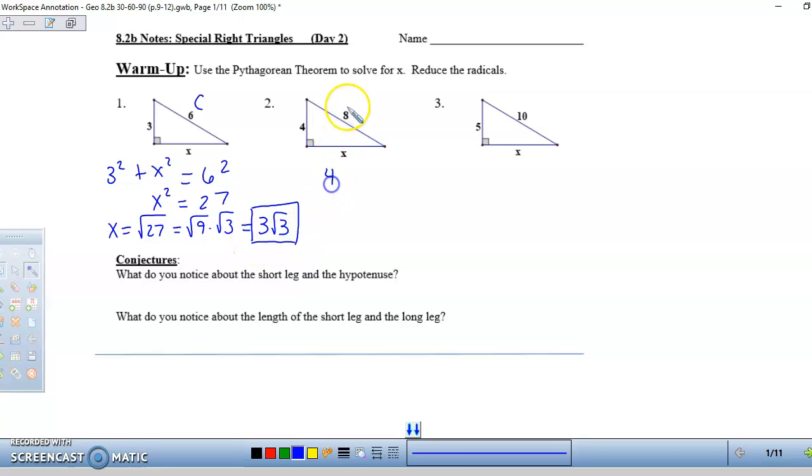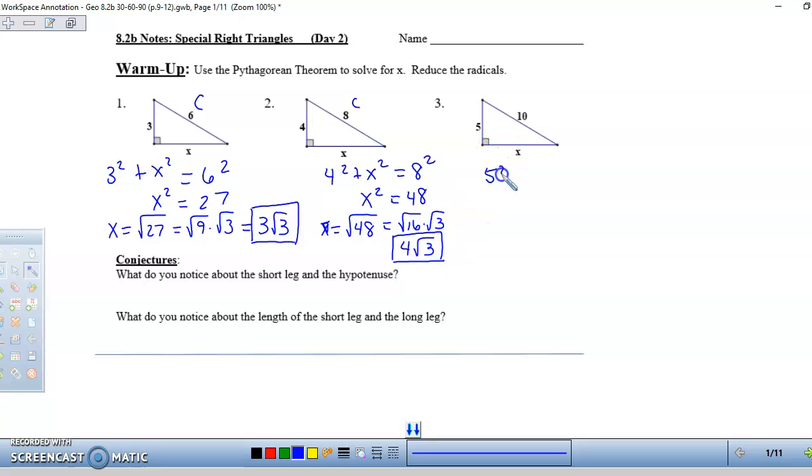Second one here, again, the c value here is the hypotenuse. And you get that. So 64 minus the 16 is equal to 48. So x equals the square root of 48. And again, 16 goes into that 3 times. So you get 4 root 3.